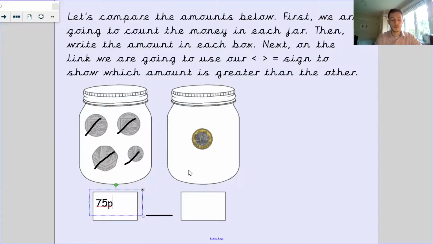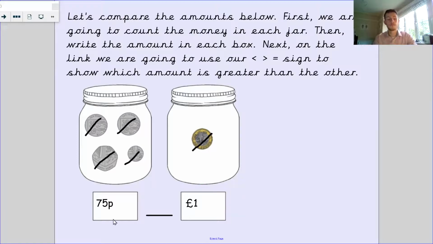Now, let's have a look on this side. I've just got one coin, so I reckon my one coin is going to be less. Am I going to be right? This is a £1 coin, which means in this box here, it's going to be £1.